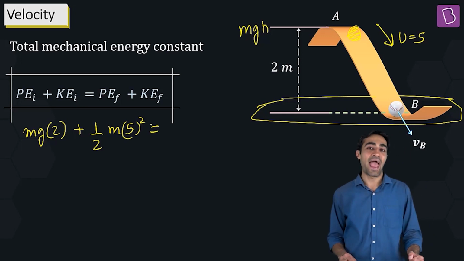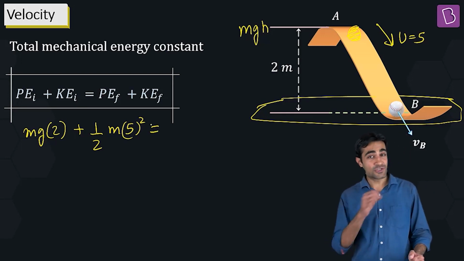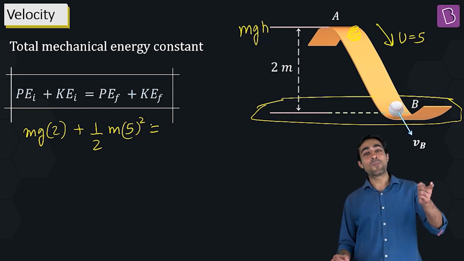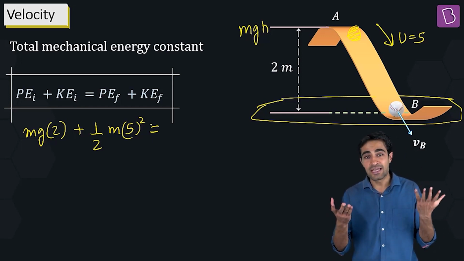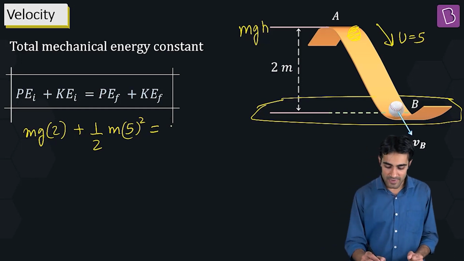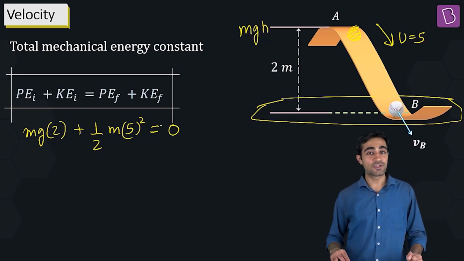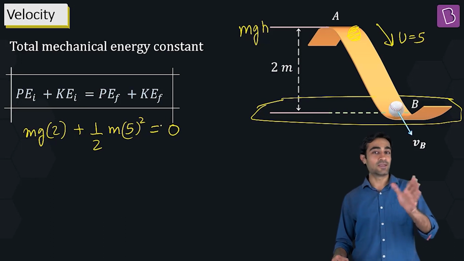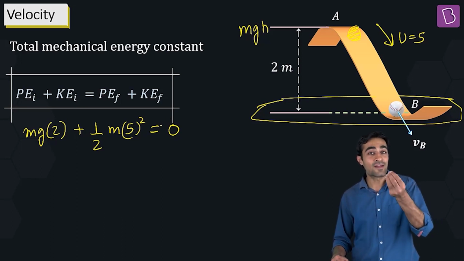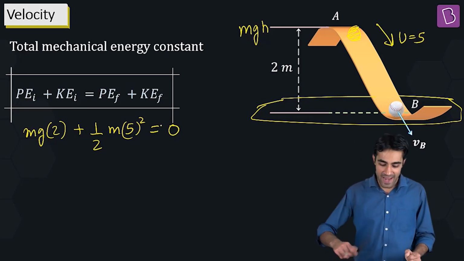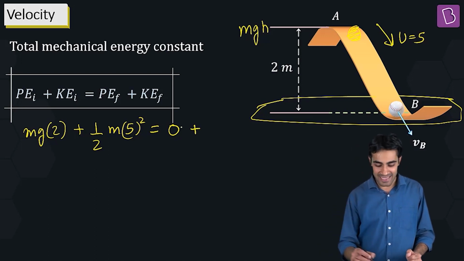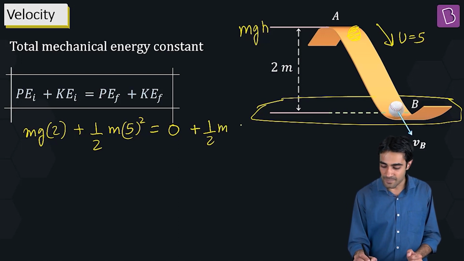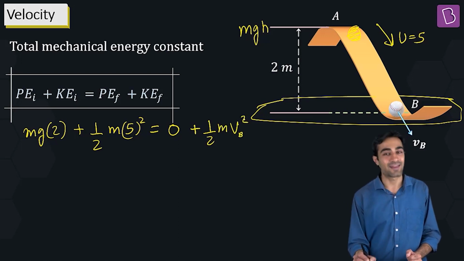Okay. And what about the final potential energy? Well, as the ball reaches the ground, at ground level, the potential energy is 0. So, we can say the final potential energy at ground is 0. We have defined this level. This is our reference level. And finally, the kinetic energy final, we can say it is half m vb square.